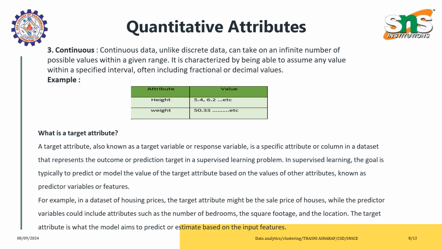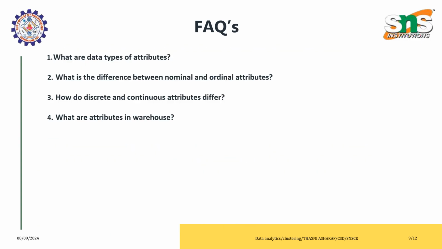What is a target attribute? A target attribute, also known as target variable or response variable, is a specific attribute or column in a dataset that represents the outcome or prediction target in a supervised learning problem. For example, in a dataset of house prices, the target attribute might be the sale price of a house, while the predictor variables could include the other variables.